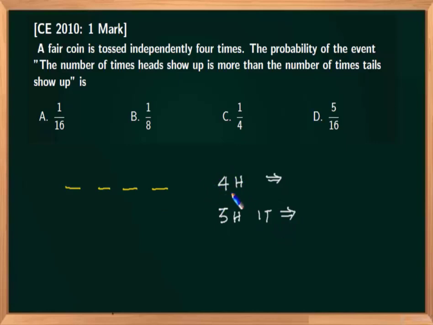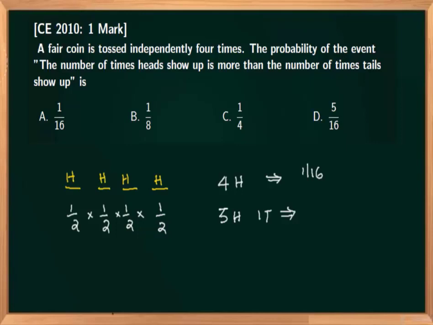So when I go for the case of 4 heads, I know that here I must have a head, here again a head, again a head, and again a head, which means that the probability of getting a head in the first toss will be 1 by 2. Again, in the second toss also it will be 1 by 2, the third toss 1 by 2, and the fourth toss also 1 by 2, which means that I have to take the product of these 4 things. So this probability will be 1 by 2 into 1 by 2 into 1 by 2 into 1 by 2, which is 1 by 16.